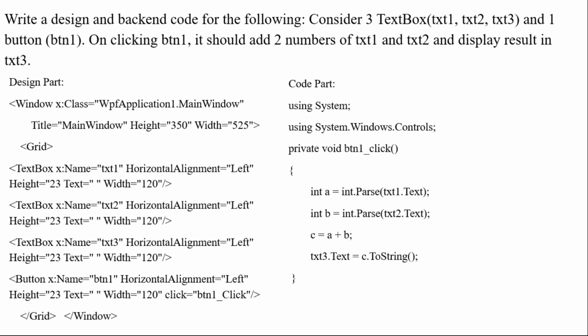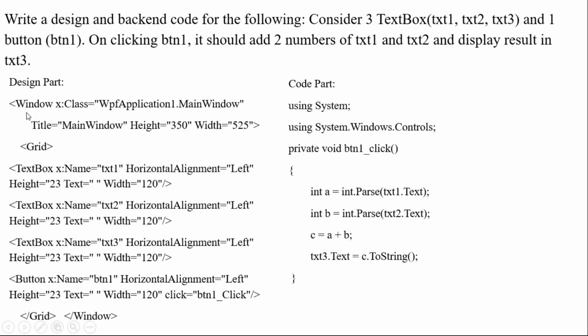The first example is: write a design and backend code for the following. Consider three text boxes txt1, 2, 3 and one button. On clicking button 1, it should add the two numbers of text box 1 and text box 2 and display the result in text box 3. Now, we have already done this program in WPF, that calculator program: add, division, subtraction and multiplication. So same thing, the code remains the same. Only what you need to write is the design part.